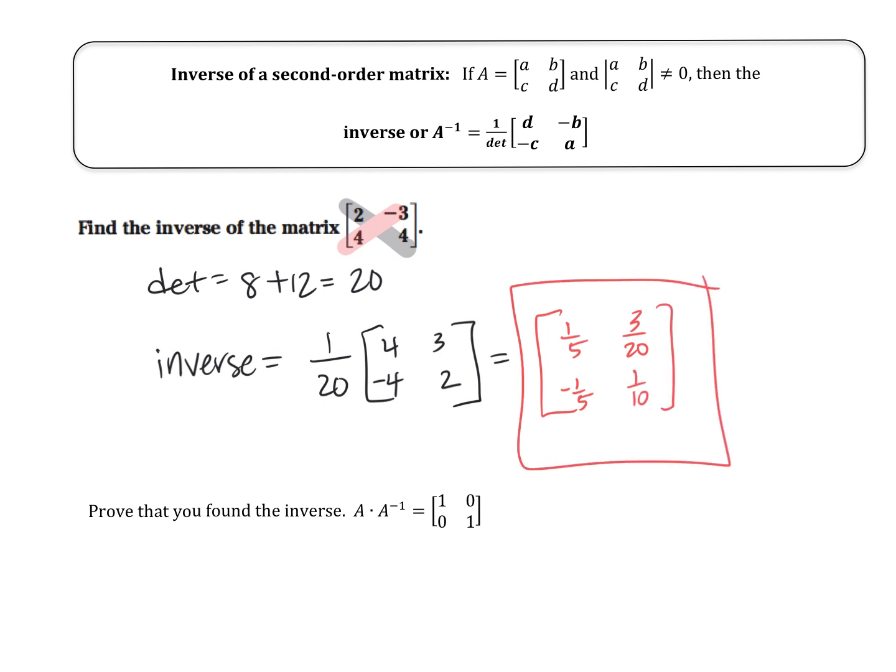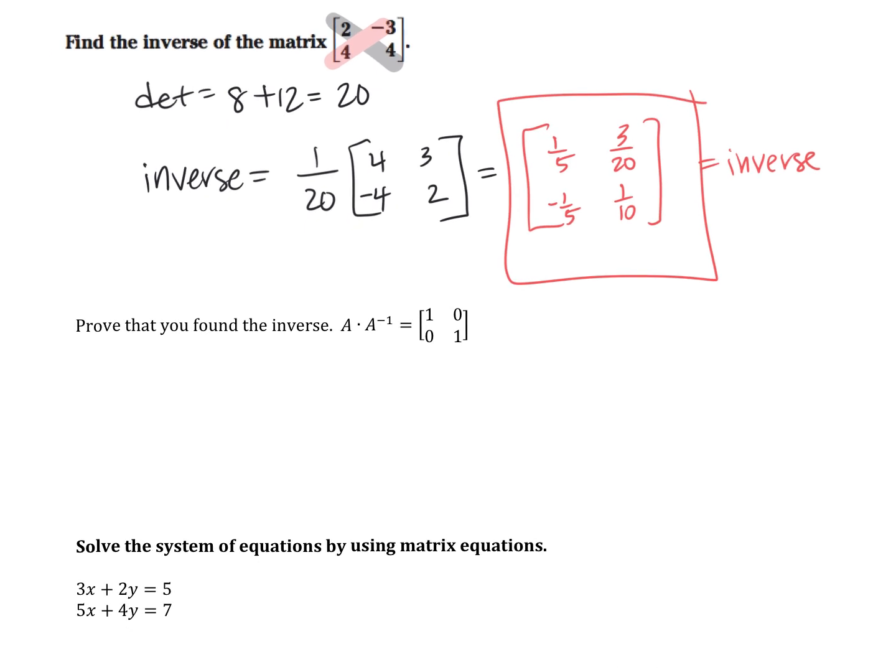Whoa, that was a lot. You just found the inverse, and you're like, okay, great, don't care. I hear you, people. Here's the deal. Here's the last thing we got to do. In order to prove that we found the inverse, we got to take the original matrix and multiply it by that inverse, and we better get this. If we get this, we know we did it right.